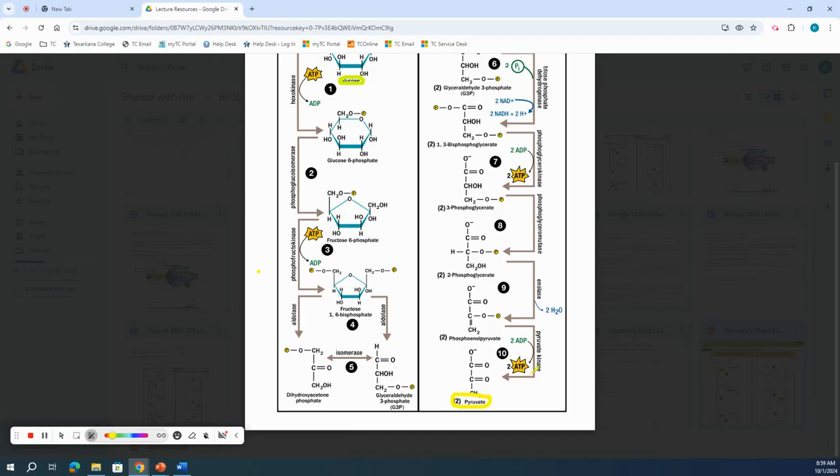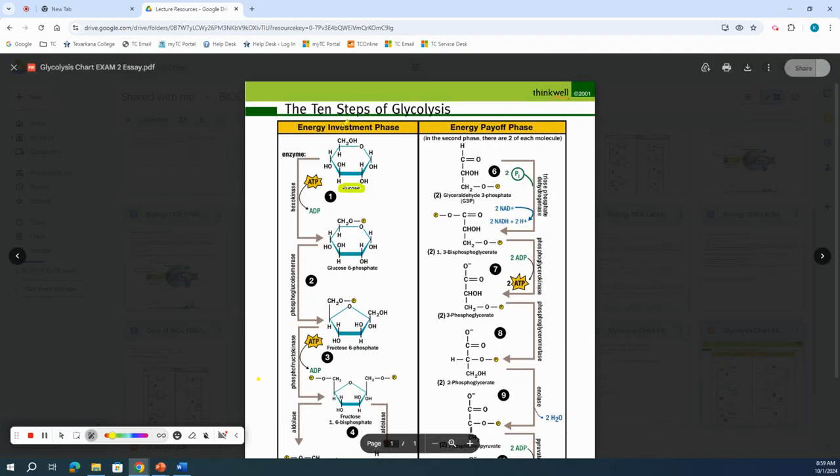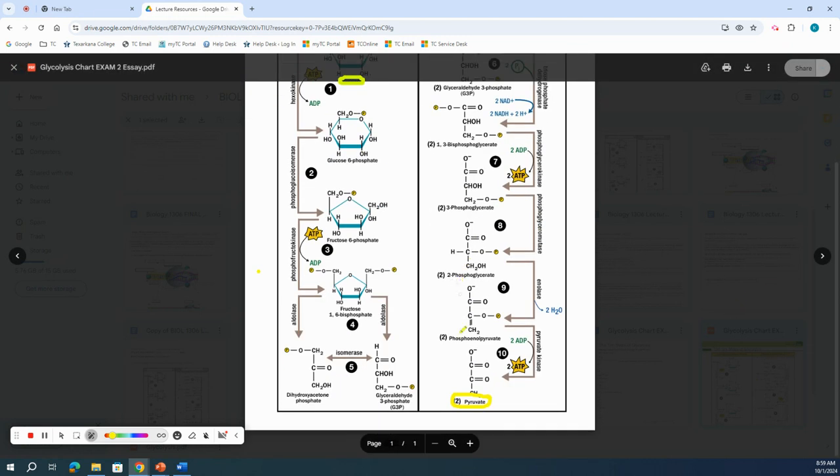So if you get any of your compound names, we should know that we're starting with glucose and we're ending with pyruvate, okay? So right there are 4 that we should be able to get right, okay? So energy's going in where the ATPs are going in, energy's coming out where the ATPs are coming out. We're starting with glucose and we are ending with pyruvates, okay?